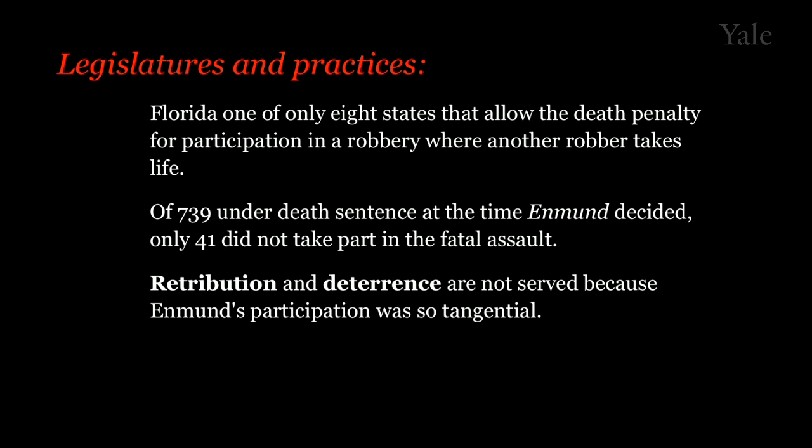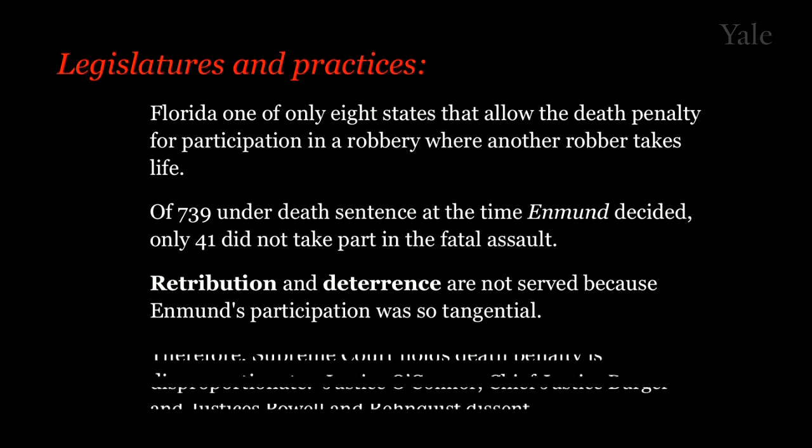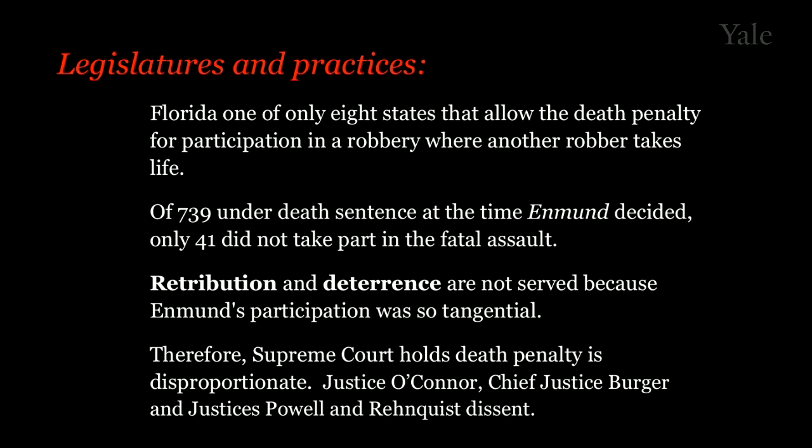Then the court examines retribution and deterrence. And they decide in this case that retribution and deterrence is not served because Enmund's participation was so tangential. So the court holds that the death penalty is disproportionate. Very close case. It's a 5-4 decision. Justice White, writing for a majority of the court, and Justice O'Connor, as well as Chief Justice Burger and Justice Powell and Justice Rehnquist dissenting.